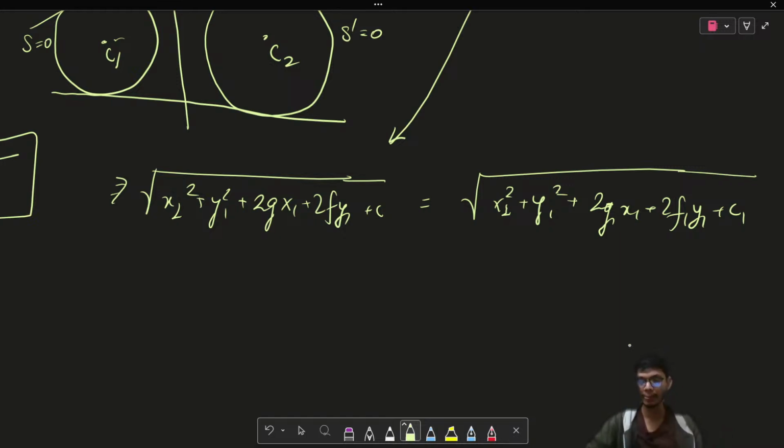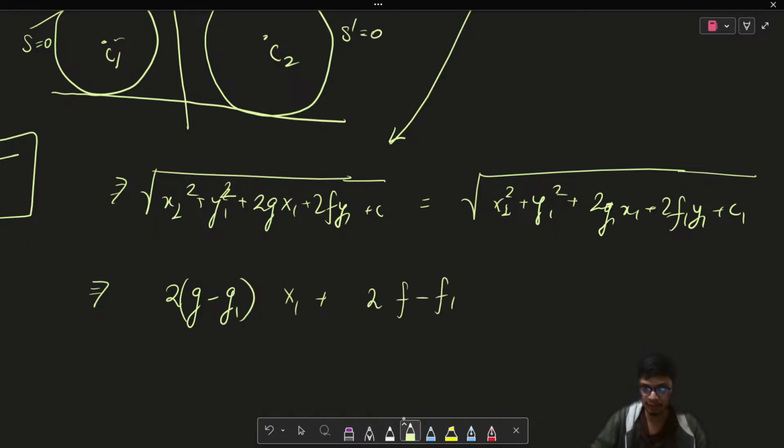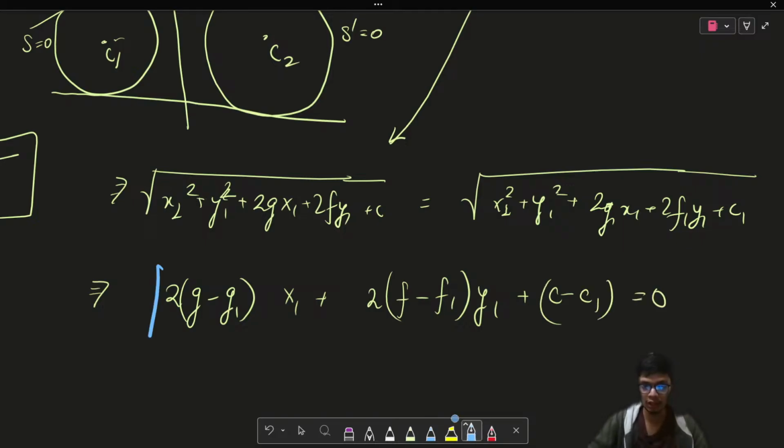This should be equal. So if I square and simplify on both the sides, I will get the condition that is 2 times of (g minus g1) x1 plus 2 times of (f minus f1) times y1 plus (c minus c1) should be equal to 0. This is the locus equation.